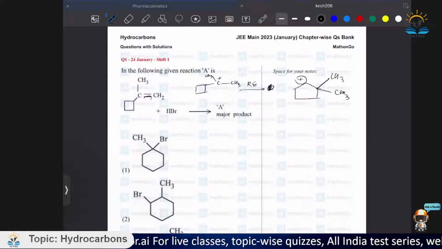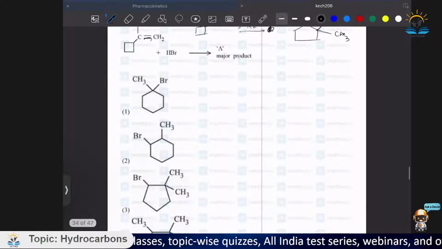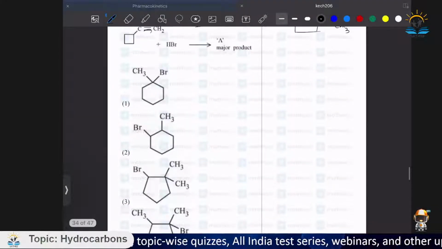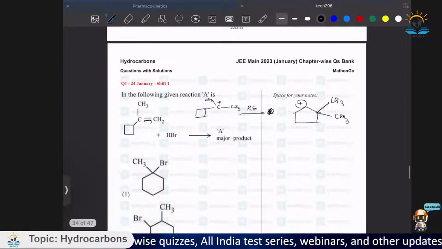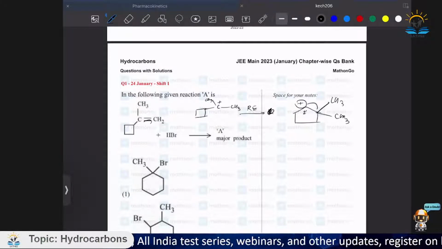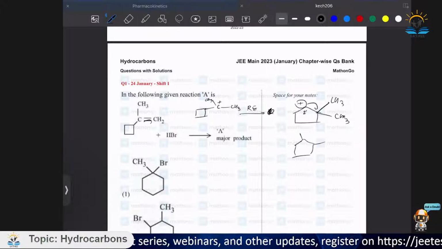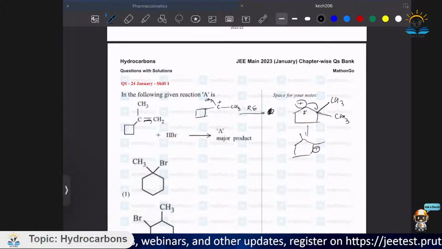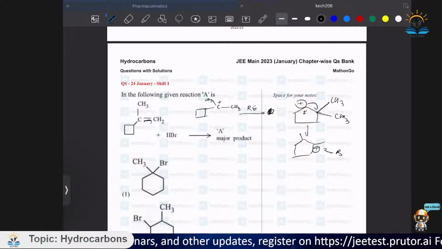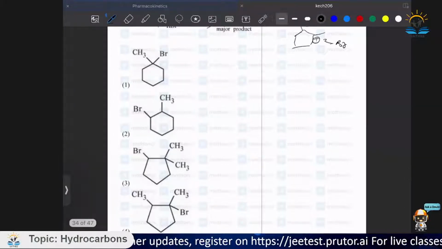So this is going to be this carbocation. Once it has formed a ring, it will relocate. Here it is a secondary. It will come here and it will form this kind of carbocation. And here a bromine will be added. So your answer will be fourth.